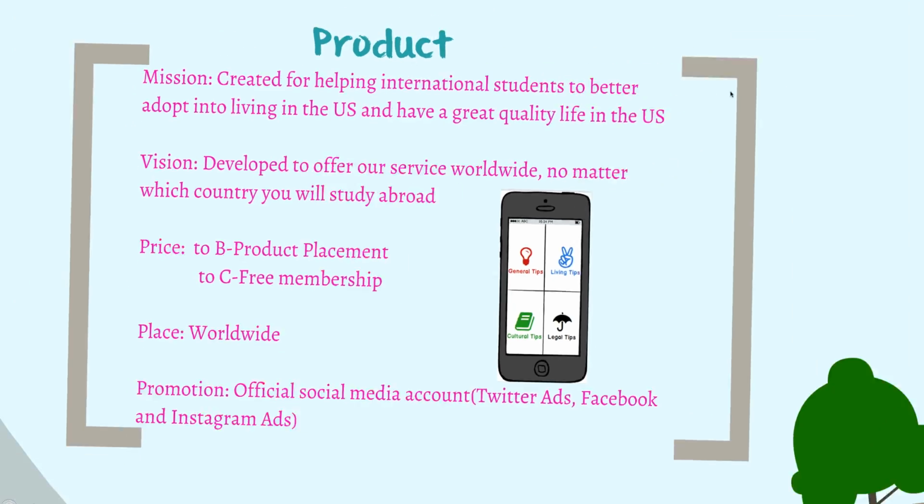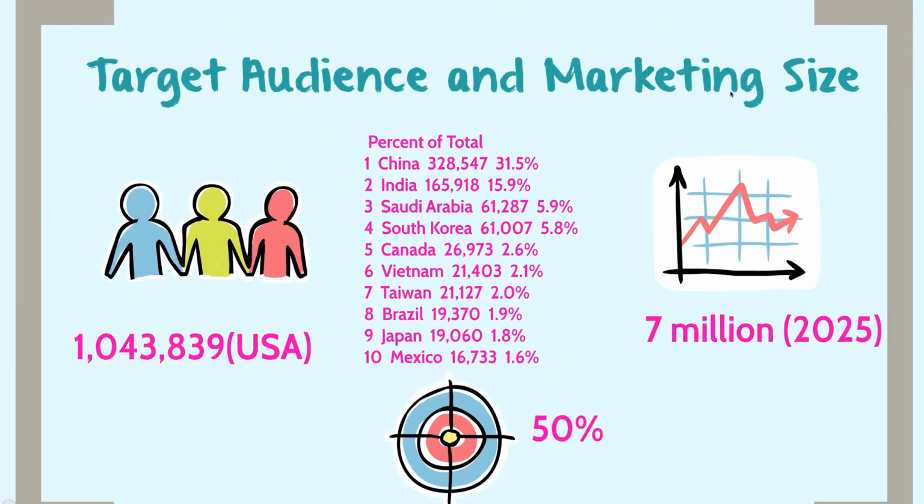So basically, this is the product introduction. For the target audience and market size, I did research and found the specific numbers online from 2016. Right now, the number of international students studying in the U.S., no matter the degree level, is more than 1 million, and the number will grow to 7 million by 2025. That's a great number, and the percentage rank order I found online is China, India, Saudi Arabia, and South Korea as the top four.